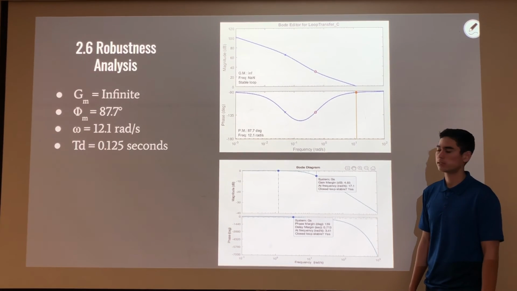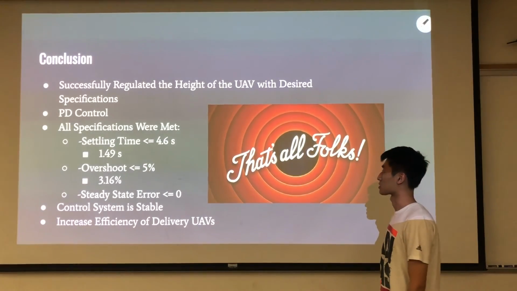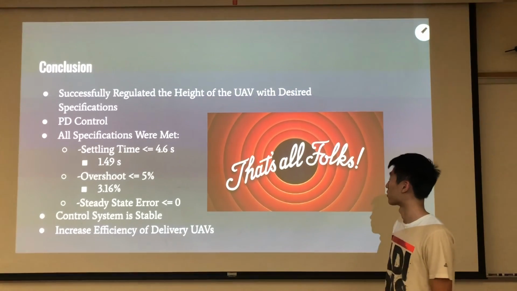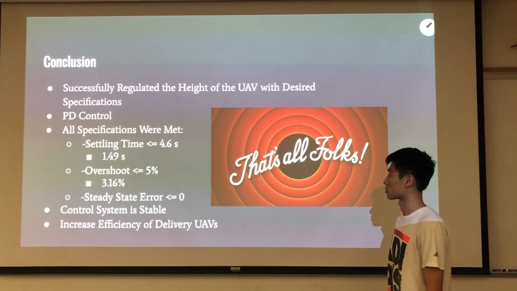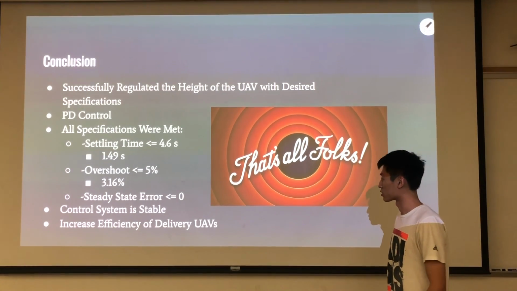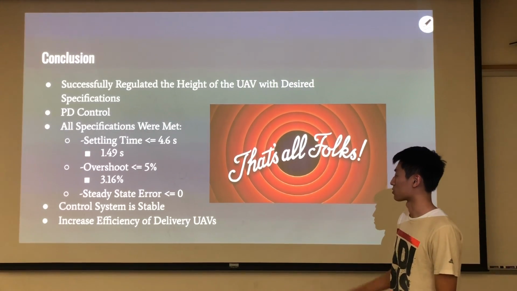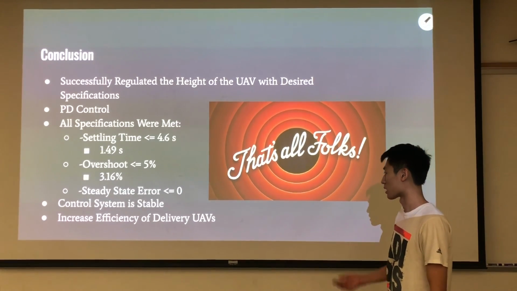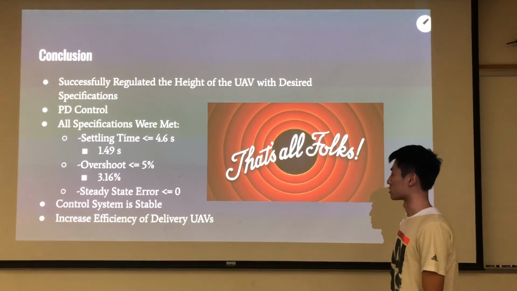We then plug that into Simulink to prove our system stable, and it was. In conclusion, our system successfully regulated the height of the UAV with desired specs through the use of PD control. All specifications were met. We have a really low settling time, virtually no overshoot, and a steady state error of 0. Our control system is also stable, which makes it a great tool to increase the efficiency of delivery.